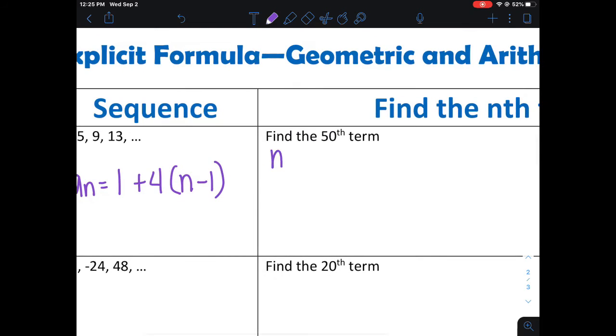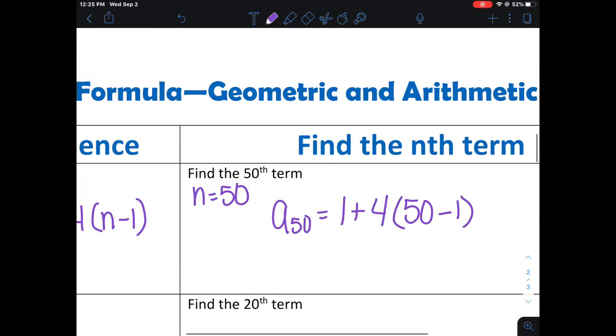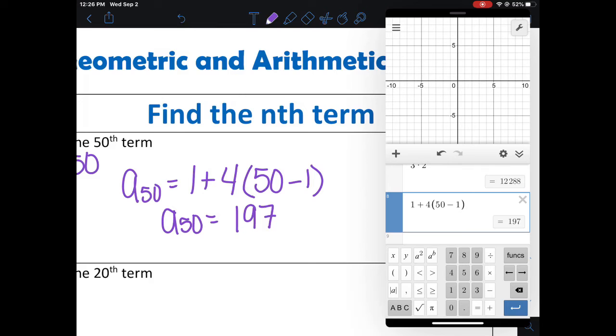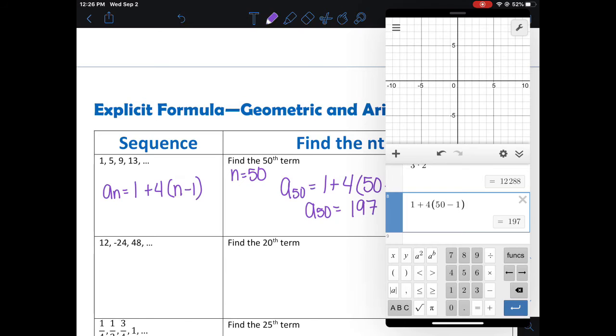Find the 50th term. So n equals 50. A sub 50 equals 1 plus 4 times 50 minus 1. And if you're feeling not up to doing all that mental math, that's okay. Let's plug it into our calculator. 1 plus 4 times, we can use parentheses, 50 minus 1. And we get A sub 50 to be 197. Does that answer kind of fit with the flow of our sequence here? Yes, I'm going up slow and steady. Makes sense that I eventually will reach 197.